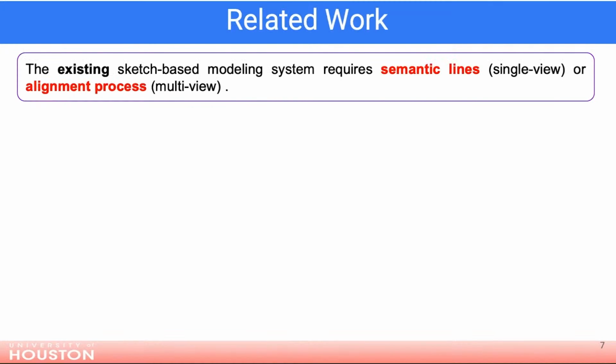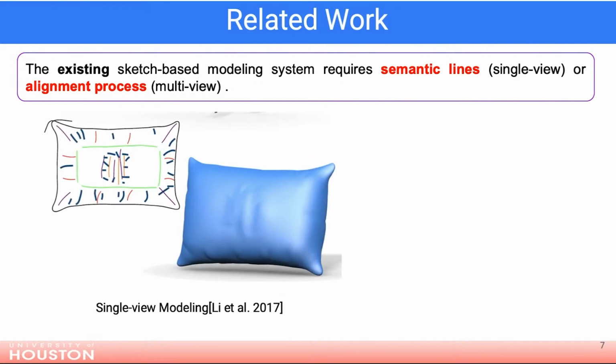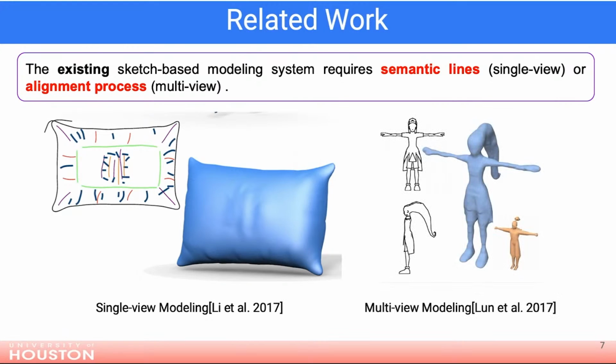The existing sketch-based modeling system requires semantic lines or an alignment process. Semantic lines are required to provide the depth information for the modeling system to generate a good pillow model, as shown in Li et al. The alignment problem exists in all multi-view sketch-based modeling systems since the views are dependent on each other, like Lun et al.